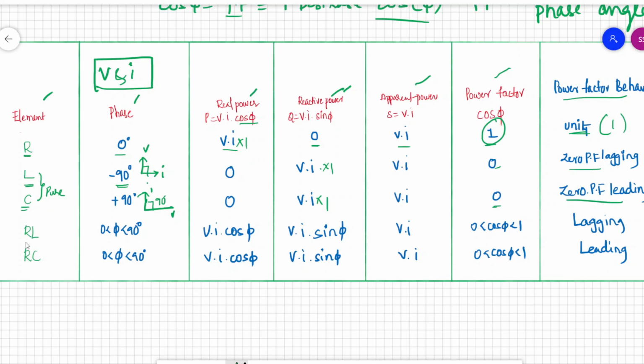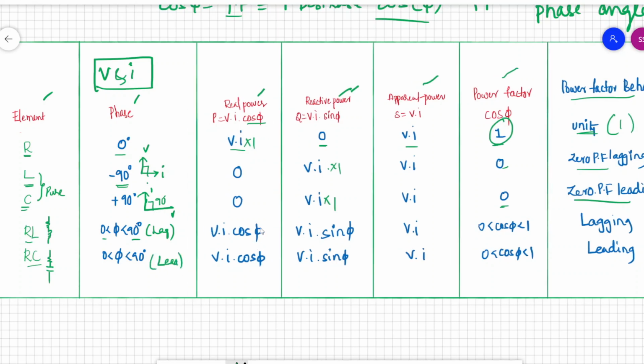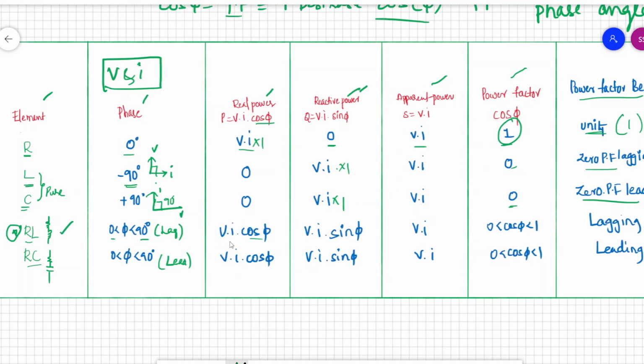Similarly, let us see RL and RC loads. That means one resistor and one inductor are connected as loads to the circuit. The phase angle between voltage and current will be between 0 and 90 degrees. For an RL circuit it is lagging type, current lags the voltage, and for RC loads it is leading type. Real power will be V into I into cos phi. Most of our circuit loads will be RL type, so this is the common load type. That's why the power factor for our energy system is always lagging. We try to improve it to almost unity.